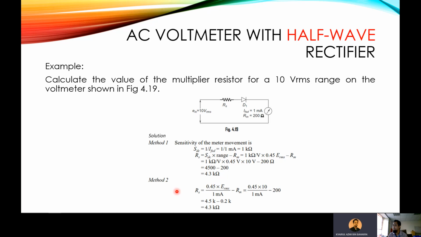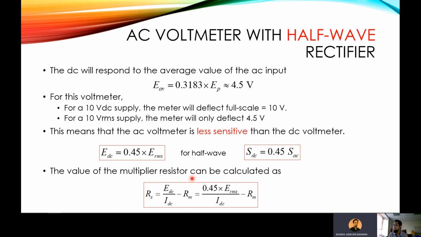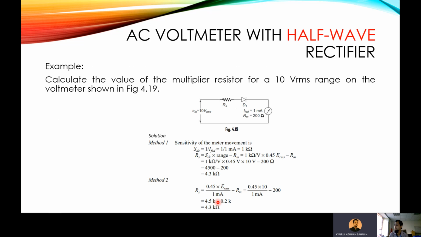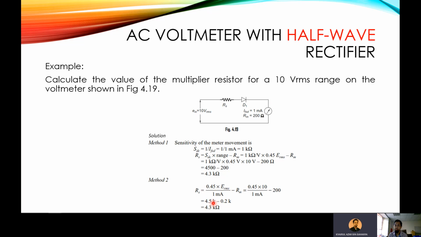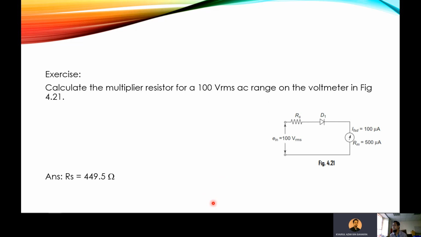And then the second method, we simply use the previous equation, the ratio here. We have 0.45 multiplied by the RMS voltage of the source, divided by the DC current that is flowing in the meter, minus the meter resistance. So again, we get the answer as 4.3 kilo ohms. Okay, so please do this exercise and prove that you get the answer which is equivalent to 449.5, using the example that I've already shared with you.